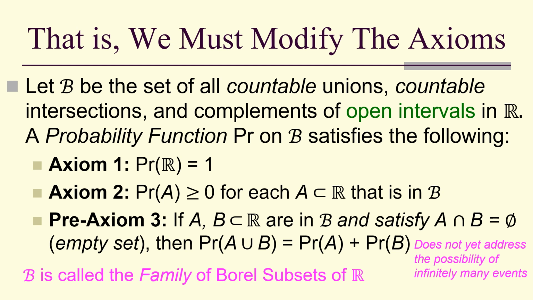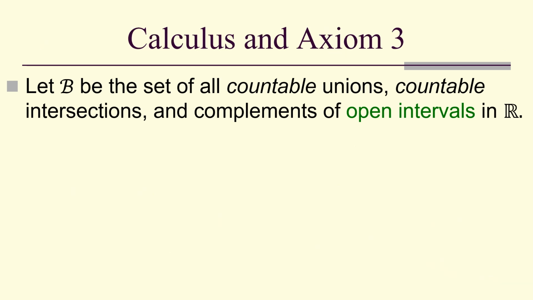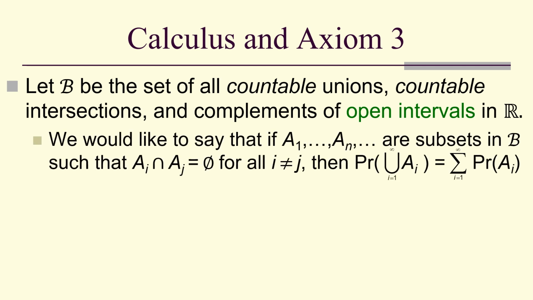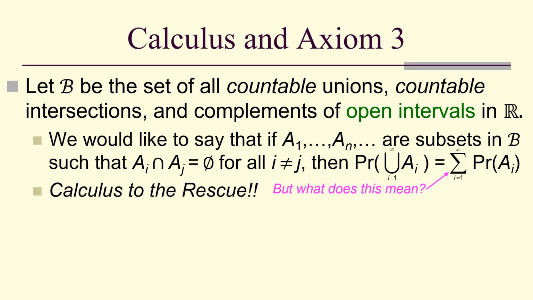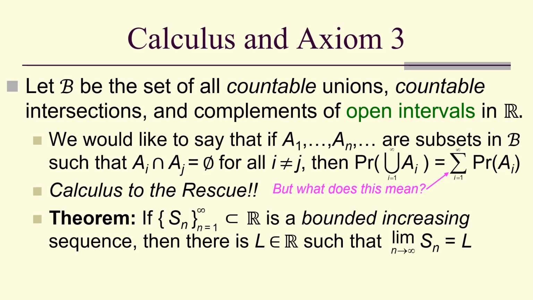But this doesn't address the possibility of there being infinitely many events. So we're going to use calculus. We'd like to say that if we have Borel subsets whose pairwise intersections are the empty set, we call those pairwise disjoint, then the probability of the union is the sum, in this case the infinite series, of the probabilities. But we don't really have any way of knowing what that means. So we're going to use calculus. We have a theorem in calculus that says if we have a bounded increasing sequence, then there is a number L such that the limit of that sequence is equal to L. In other words, a bounded increasing sequence has a limit.